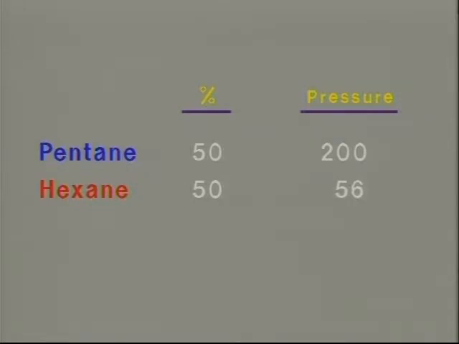Because it is 50 mole percent hexane, the partial pressure exerted by the hexane is 1/2 of 112 torr, or 56 torr. The total pressure above the mixture of pentane and hexane is equal to the pressure exerted by the pentane, 200 torr, plus the pressure exerted by the hexane, 56 torr, or about 256 torr. The lower boiling component, pentane, contributes more to the total vapor pressure than the higher boiling component, hexane.